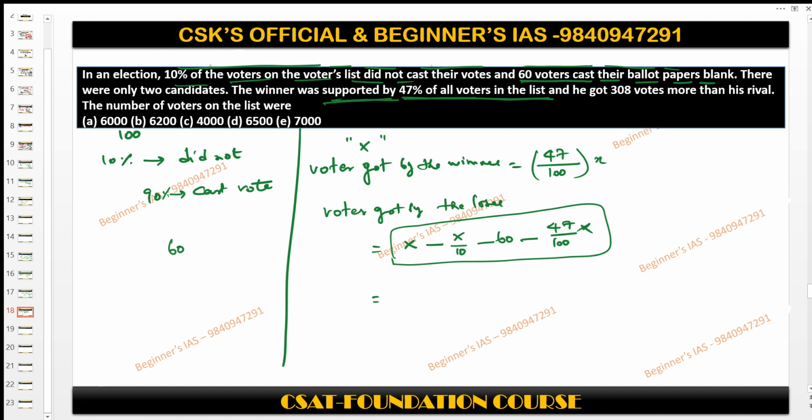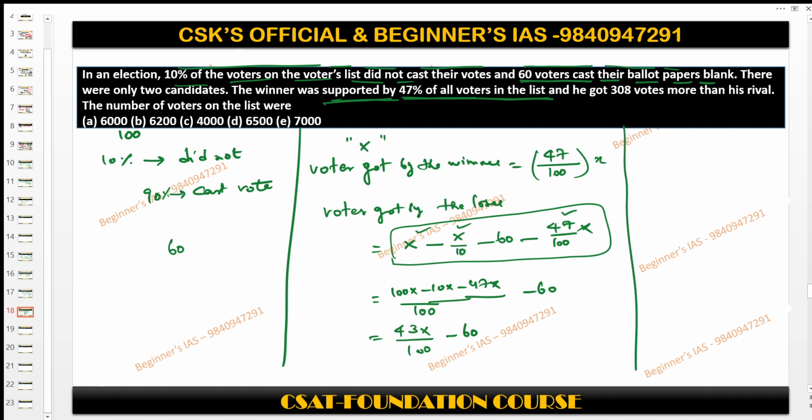If you understood this logic, then after simplification, let us take 100 as the LCM. So here 100x minus 10x, minus 47x, minus 50, minus 60. So can you say 43x here? So this is the votes got by the loser. Now read the question. What does the question say? He got 300 votes more than his rival.